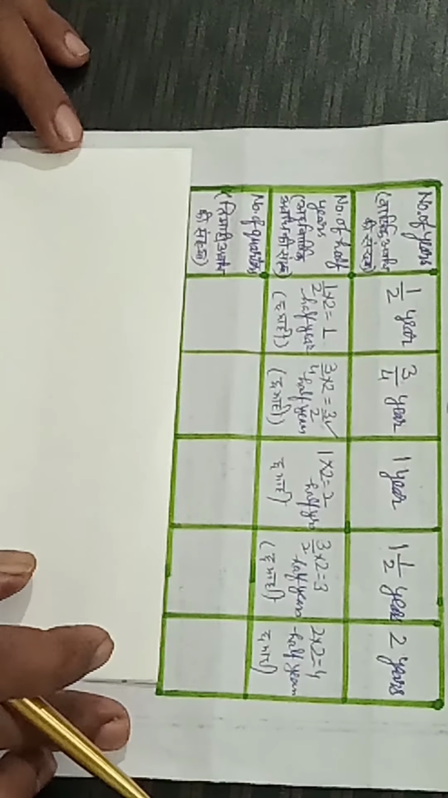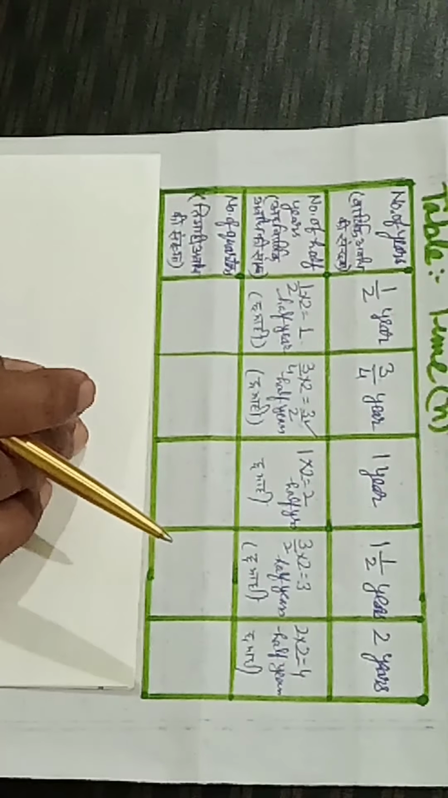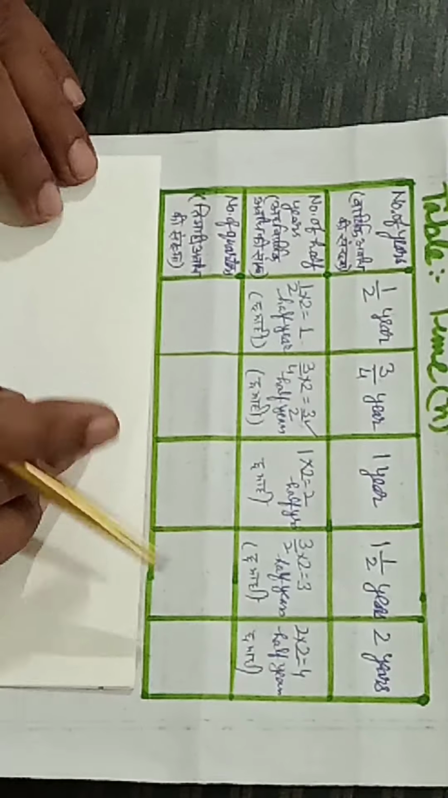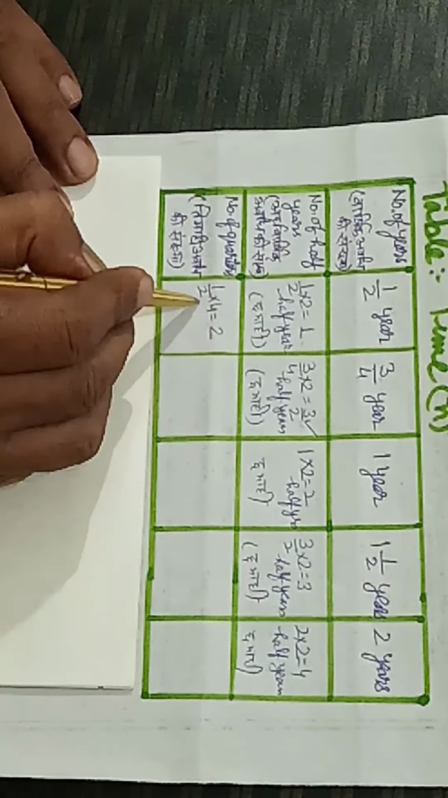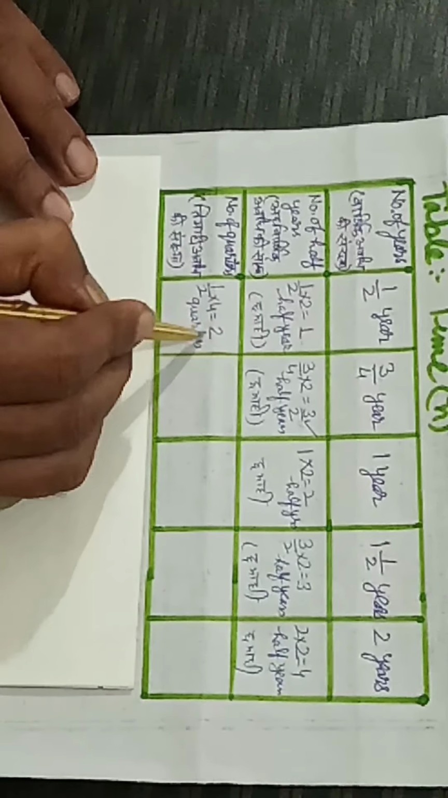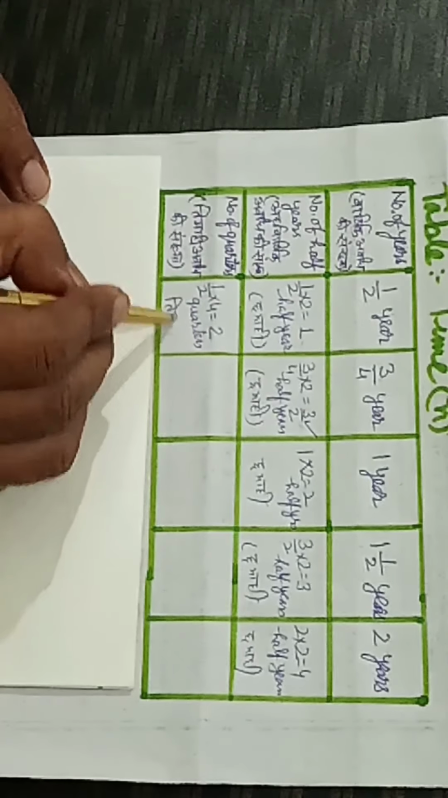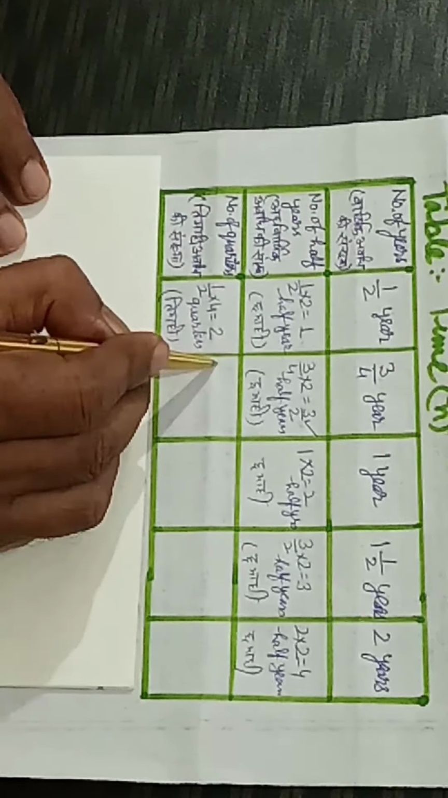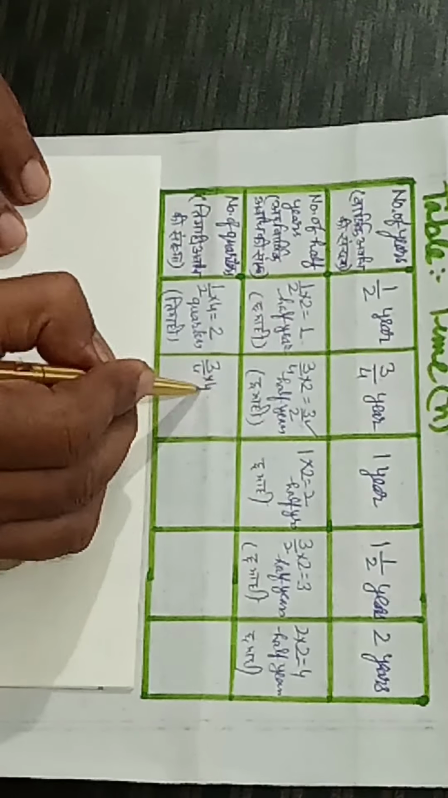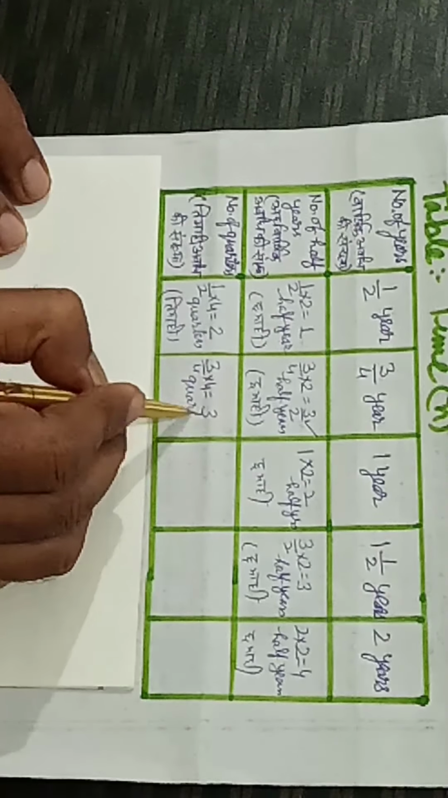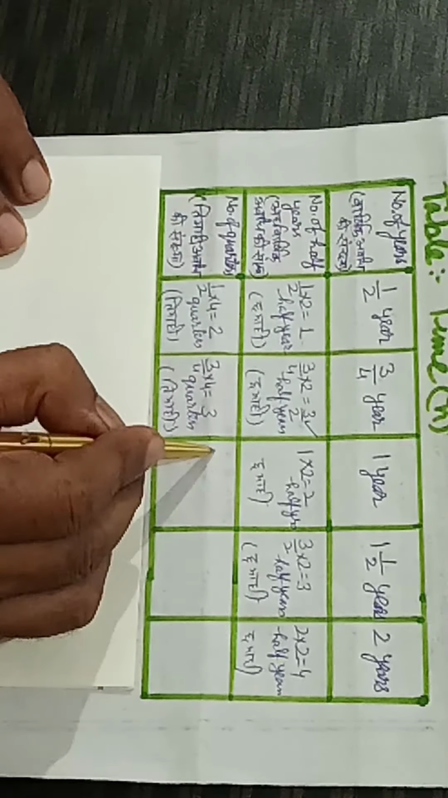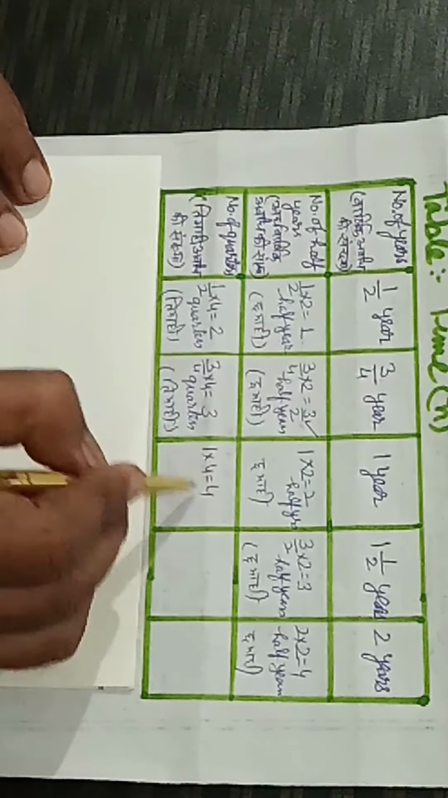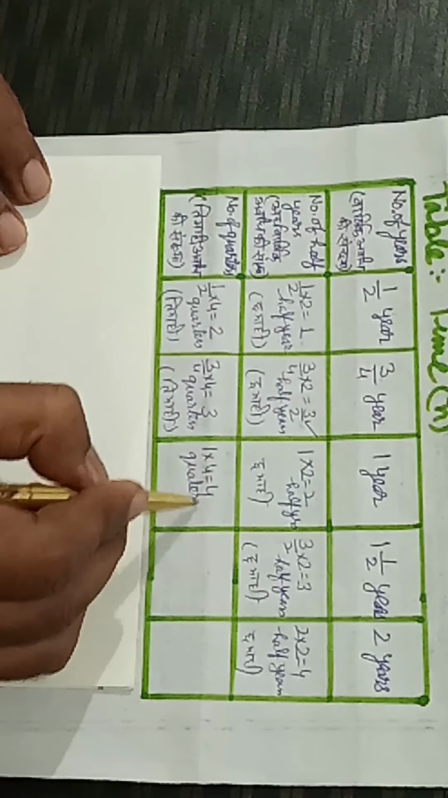If compound interest is compounded quarterly mean तिमाही, then time will be 4 times years. Half years into 4, that is 2 quarters. 2 quarters mean 2 तिमाही. 3 by 4 into 4, that is 3 quarters. And 1 year into 4, that is 4 quarters. 1 year में 4 quarters होते हैं, 4 तिमाही.